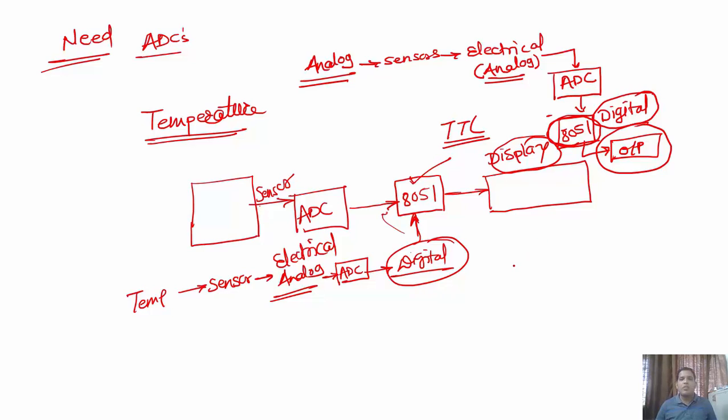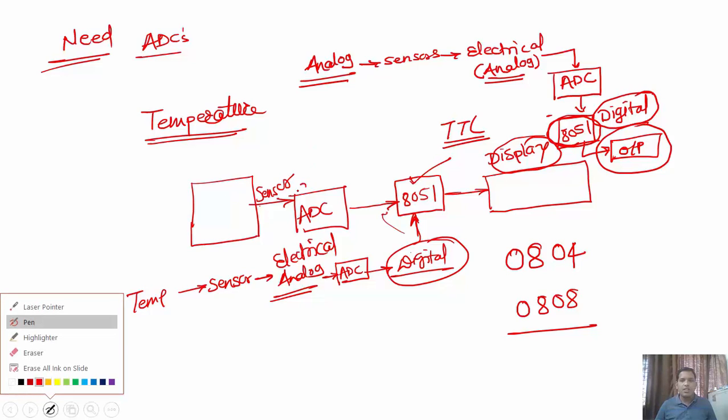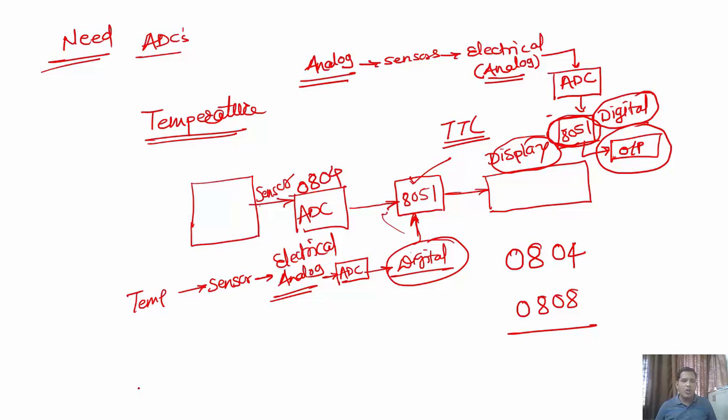So basically there are two different ICs that we can interface. The first one is the 0804 and the second one is the 0808. Here I can use either 0804, or as per my requirement I may go with 0808. Any of these ICs I can use as an analog to digital converter, which is going to accept the analog input, process the input analog signal and produce the digital data, and this digital data is readily given as an input to your 8051 microcontroller.